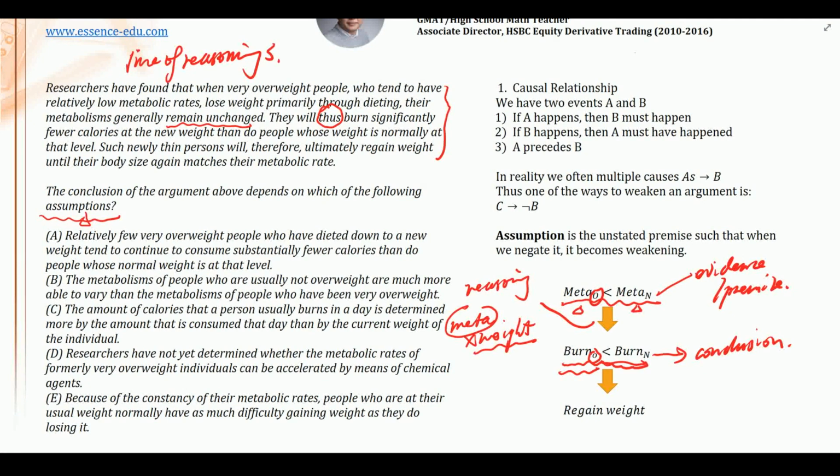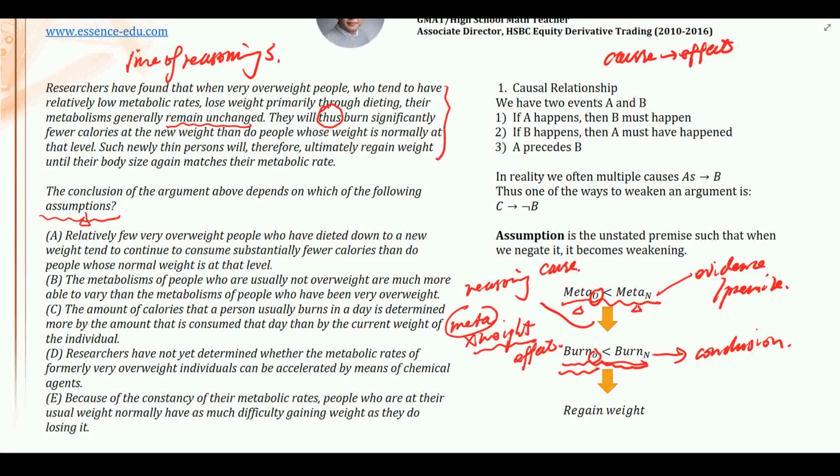This is a very special type of reasoning we call cause to effect reasoning. This is the cause, and this is the effect. Okay, this is the cause, this is the effect. Let's continue.